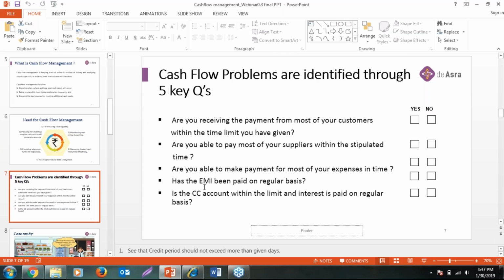Next is, are you able to make payment for most of your expenses in time? So what happens is, even if you are meeting your profits and still having a cash crunch, then there is a problem. This problem might be in disguise, but we need to figure it out. That I am unable to meet the expenses, but yes, I am achieving a certain percentage of profit. Then what's wrong? What's happening? What is happening in my business which I am unable to detect, which I am unable to identify? This needs to be checked.